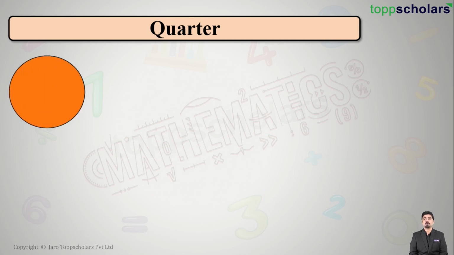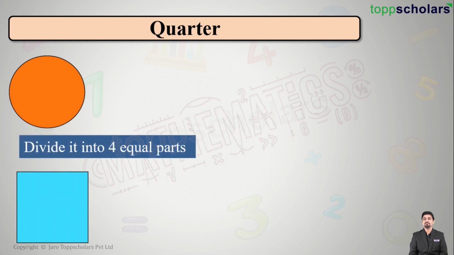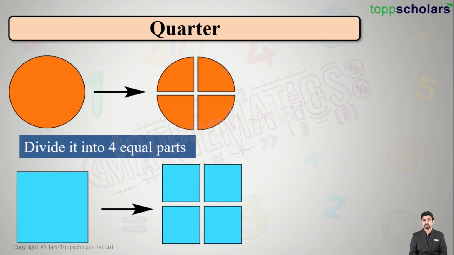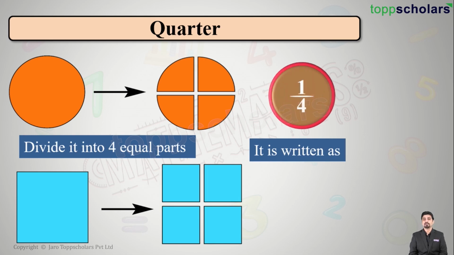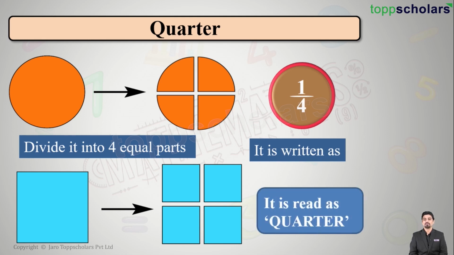What do you mean by a quarter? Now, if I have a complete circle or a complete square and I divide them in four equal parts each. So circle and square in four parts each. Out of these four parts, I select one single part. Then each part will be written as 1/4. That is 1/4 and read as a quarter. So 1/4 is nothing but one part out of four parts.